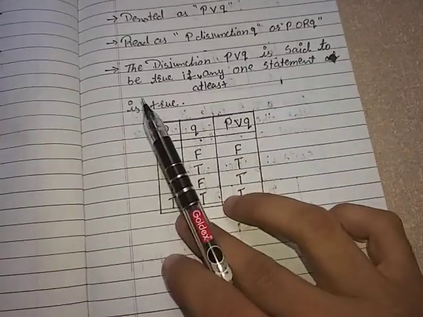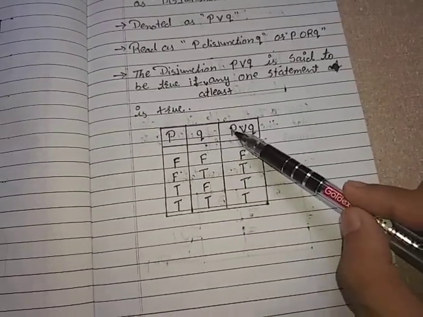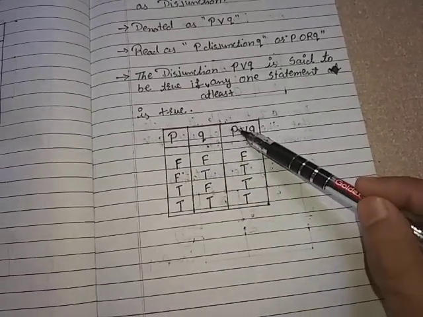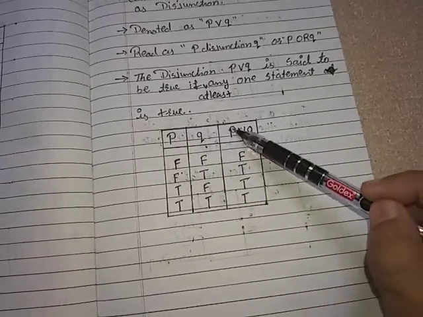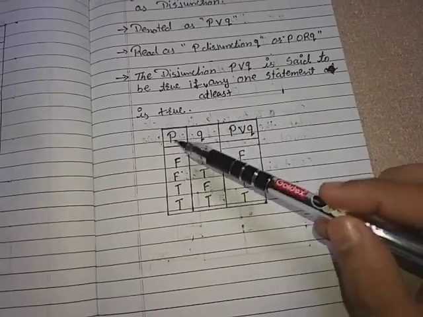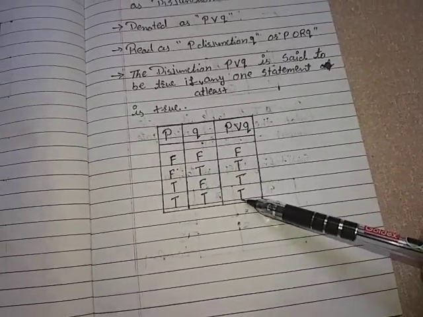Here it is. If statement p is false, statement q is false, p or q is false. If p is false, q is true, p or q is true. If p is true, q is false, p or q is true. If p is true, q is true, p or q is true.